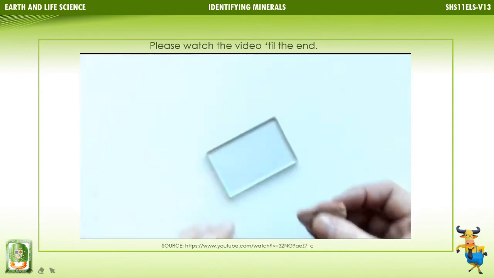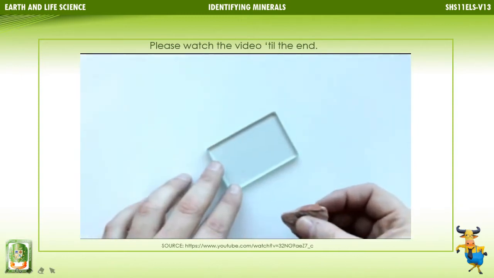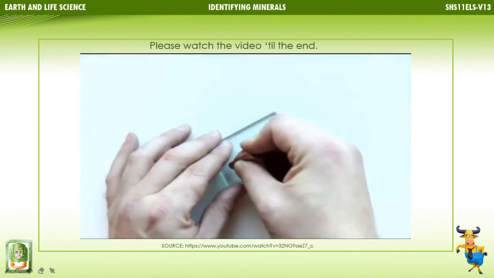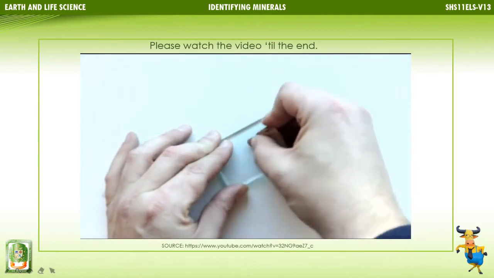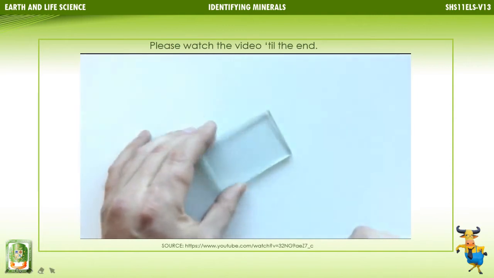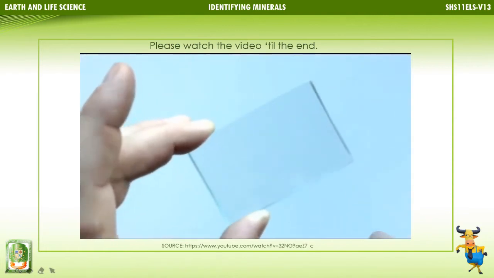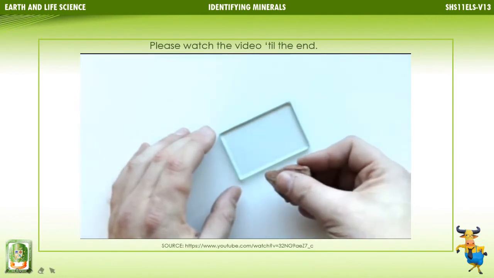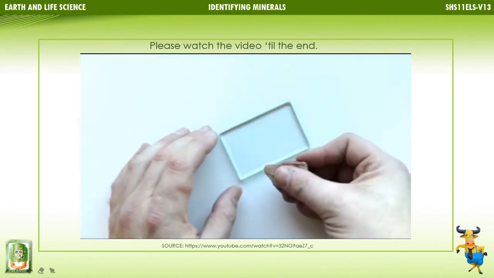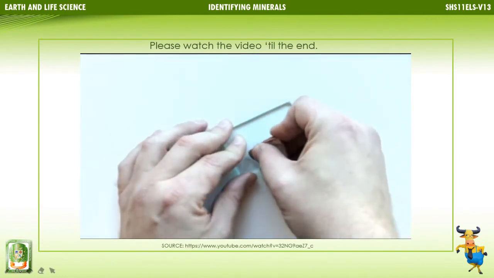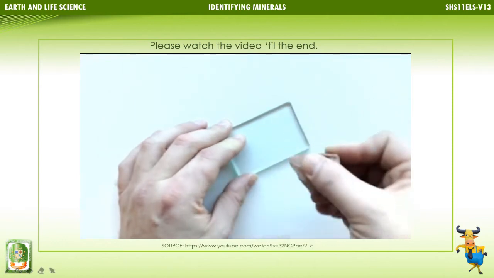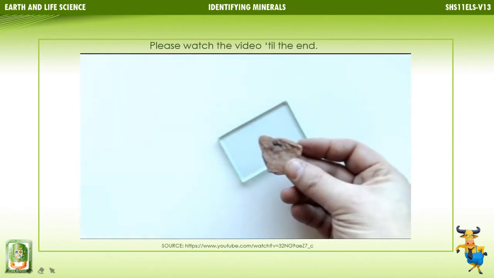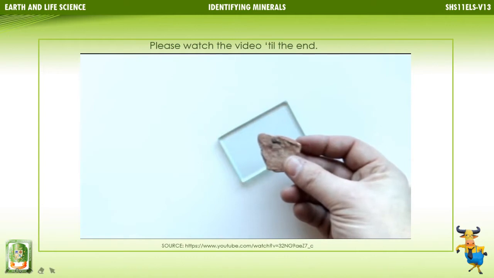In order to do this, you have to have the glass flat down on the table, and you take your sample and you have to push. Not only are you looking for scratches on the surface, but you're also trying to listen and feel to see if the sample is grinding into the glass or not. If it does scratch the glass, then this mineral has a hardness greater than 5.5. If it does not scratch the glass, then it's less than 5.5.